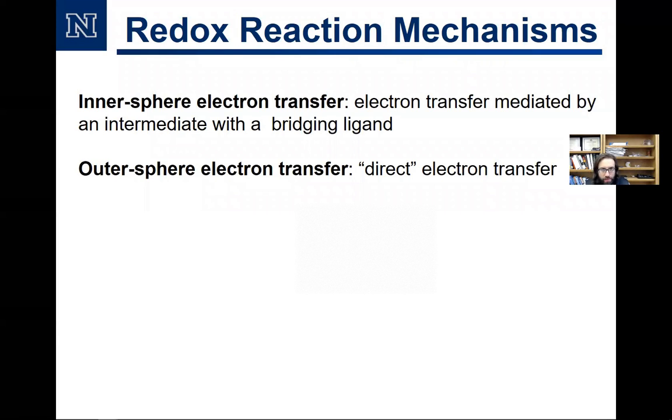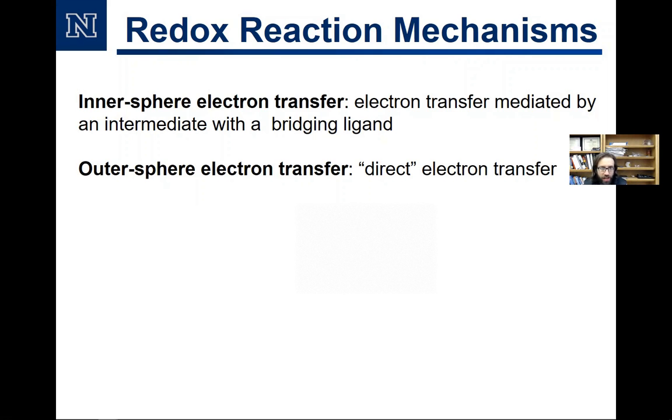So there's two main classes of mechanisms for redox reactions in transition metal complexes. The first is called inner sphere electron transfer. In this mechanism, you have electron transfer that's mediated by an intermediate with a bridging ligand. And then you also have what's called outer sphere electron transfer. This is more, quote unquote, direct. We'll see what that means in a future video, one where we really dive deep into details of outer sphere electron transfer. But you don't have this bridging ligand that facilitates the electron transfer.